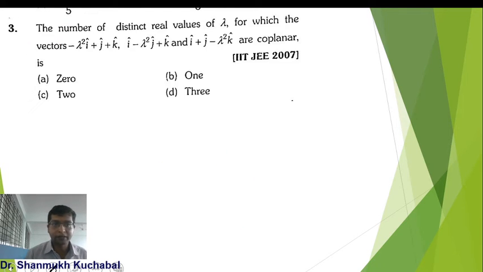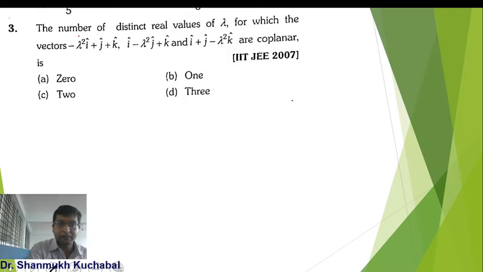Let us move to our next example. The number of distinct real values of lambda for which the vectors minus lambda squared i plus j plus k, i minus lambda squared j plus k, and i plus j minus lambda squared k are coplanar is. The coplanarity condition for vectors is that we take the i, j, k coefficients of these 3 vectors, and if the determinant value is equal to 0, then they are coplanar. Using this relation, we have to calculate the value of lambda.